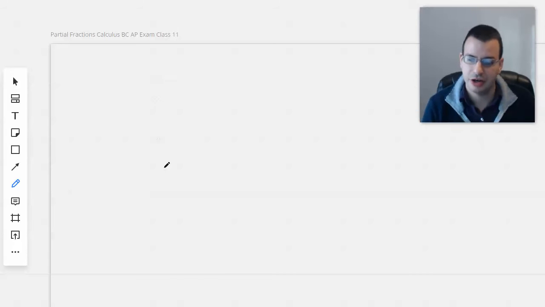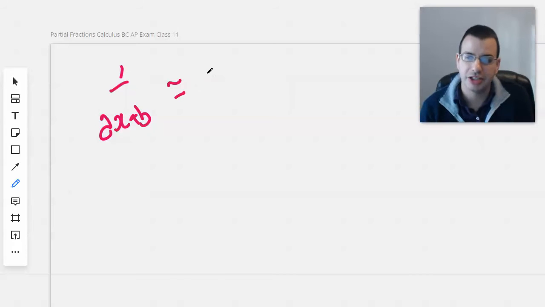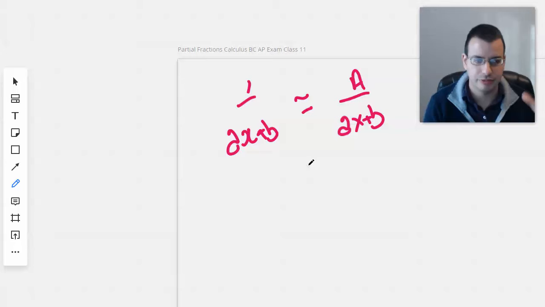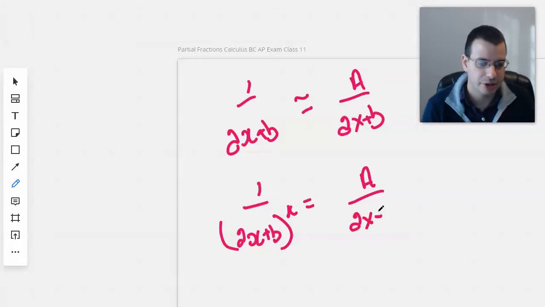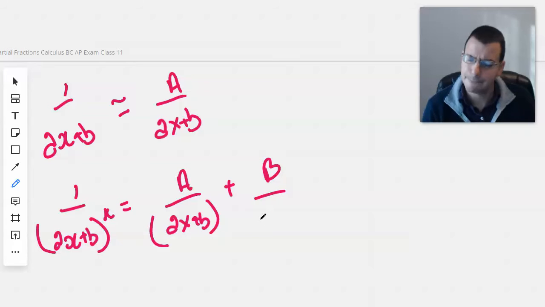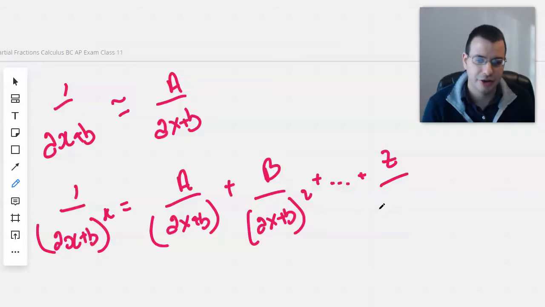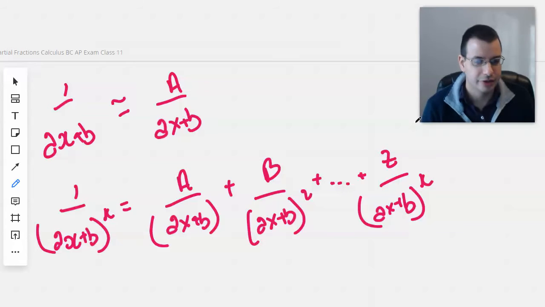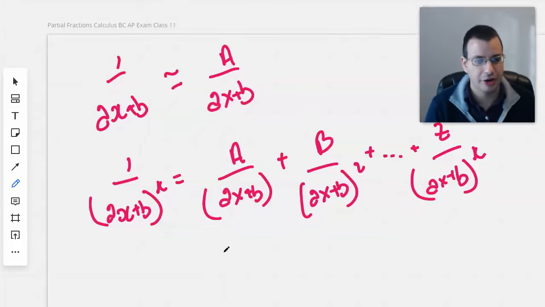So if you see something along the lines of 1 over ax plus b, you should guess that the solution will be something along the lines of A over ax plus b. You're like, what? That doesn't even... Bear with me here. If you see something like 1 over (ax plus b) to the k, you should guess A over ax plus b, plus, scooch over, create a little more real estate, B over (ax plus b) squared, and then continue on with higher and higher exponents until you get to (ax plus b) to the k. And the z there doesn't imply there's 26 of them, but it's just there as a placeholder for some further letter down the line.